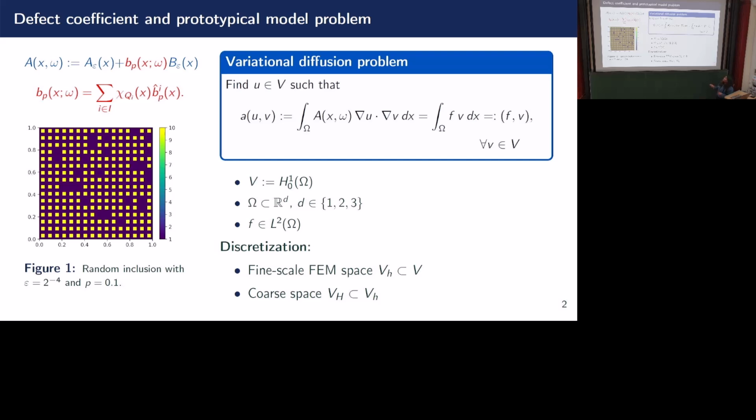Let me then introduce some terms here. We consider our reference continuous or exact solution in the full Hilbert space, and for simplicity we take the unit square as our domain, and f is square integrable. We use two discretizations to solve this problem numerically. First is the fine-scale finite element space, which resolves the fine-scale features in our multiscale coefficient, and then a nested coarser space. We will discuss this in a little more detail a bit later. And now this is my problem setup.